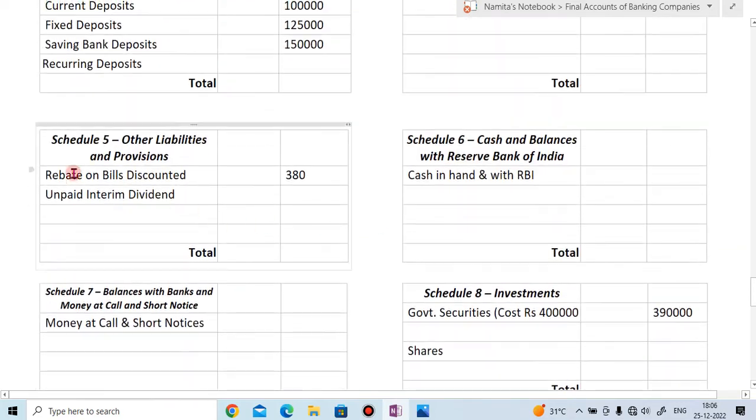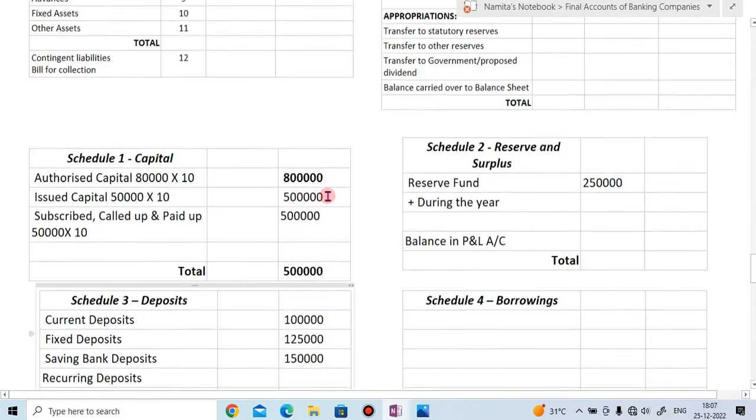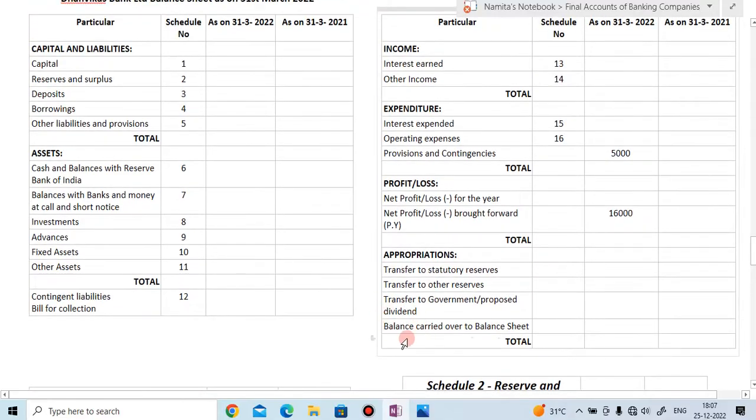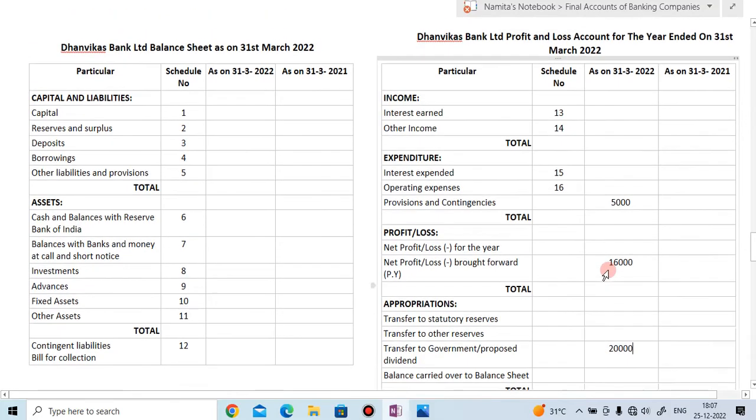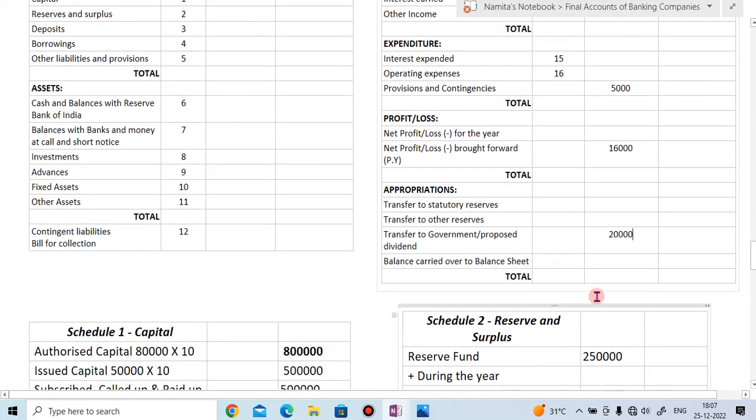So right here, unpaid interim dividend 3,000, okay, and in the appropriation you will see the words transfer to government or proposed dividend. Okay, so 20,000 you will write in the profit and loss account, in proposed dividend.